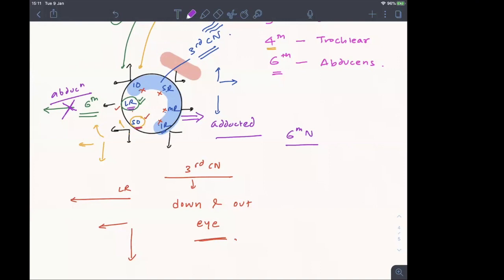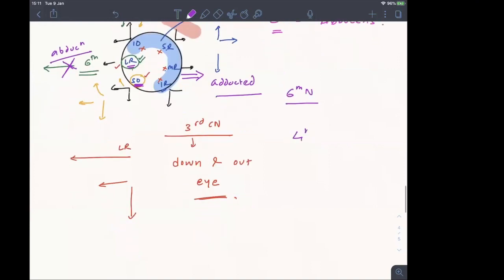And if your superior oblique is gone, then what will the eye not be able to do? If your fourth nerve is gone, therefore your superior oblique is gone, your eye will not be able to look down and out. So there are a few specific circumstances in which you want to look down and out. For example, when you are climbing down the stairs.